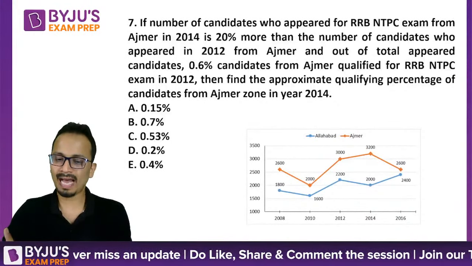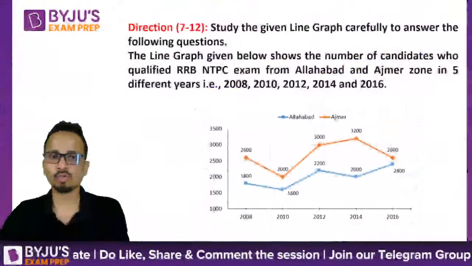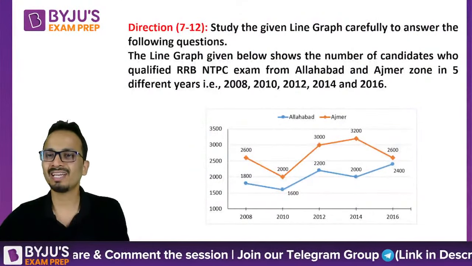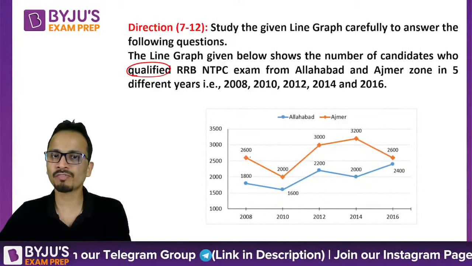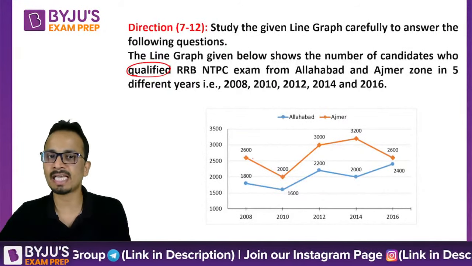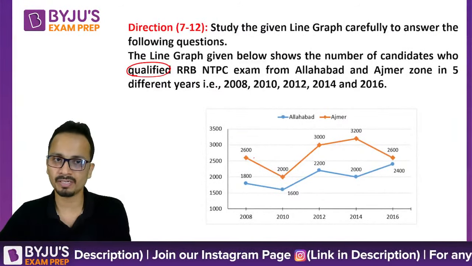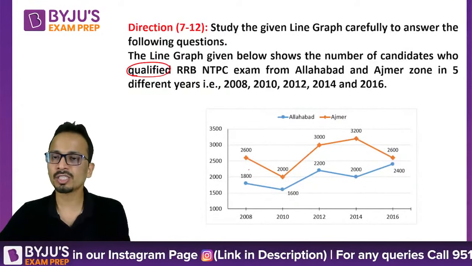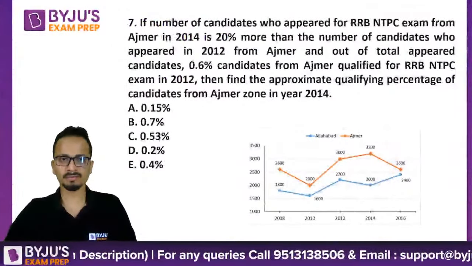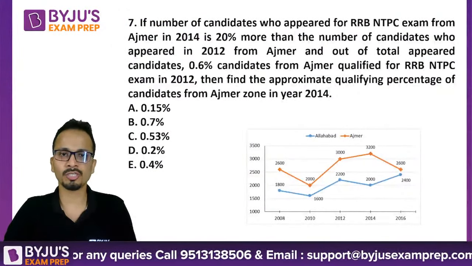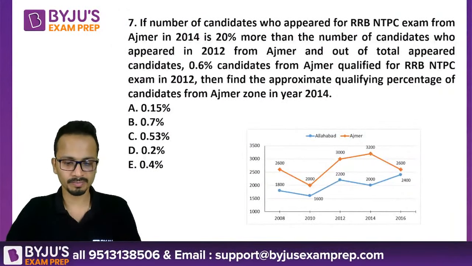Now I'll take you back to the statement. This line graph shows the number of candidates who qualified. So these are the number of candidates who qualified this examination, not appeared. Okay. So the data is for the number of candidates who qualified. All right. Now you can deal with this question properly.